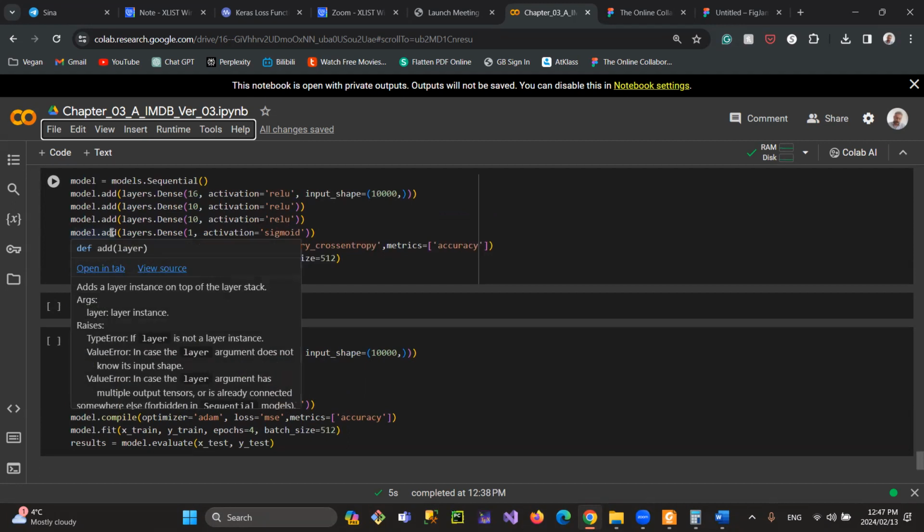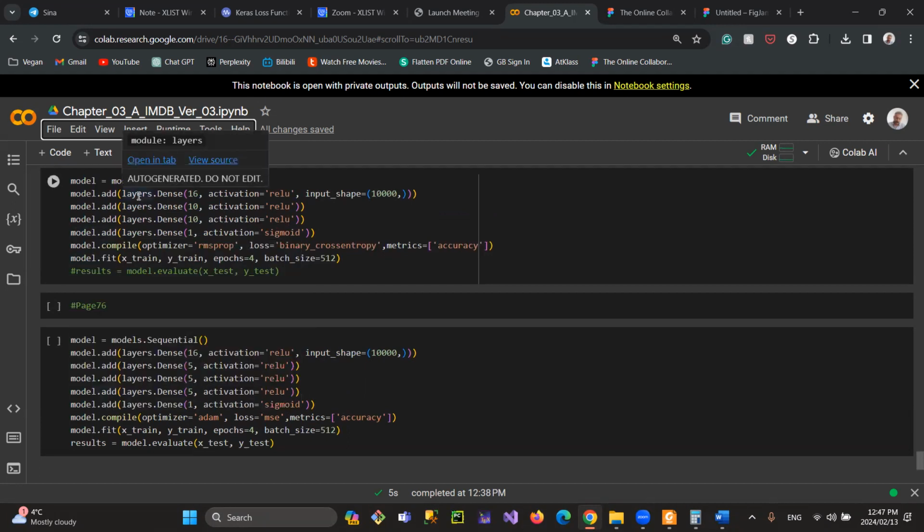Apart from it, if you see here on page 76, I have tried several architectures, like 2 hidden layers, 3 hidden layers, 4 hidden layers. If you see, instead of using RMSprop, I changed it to Adam. It was RMSprop before. Also, instead of using binary cross entropy, I used mean square error. I tried all those things, and I want you to try them too, it really works.